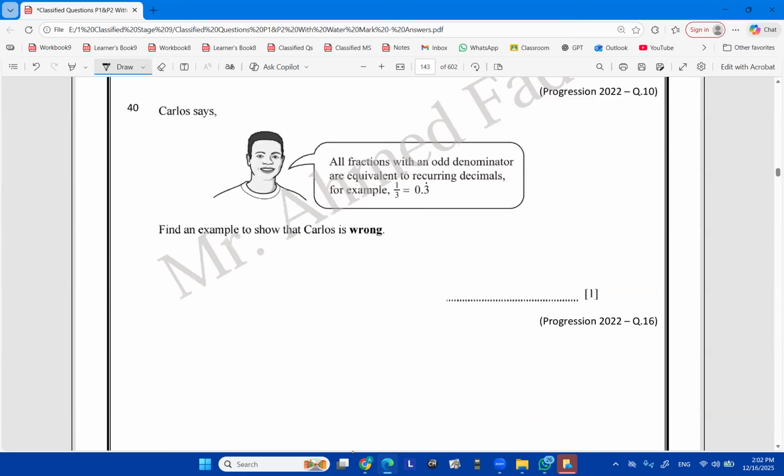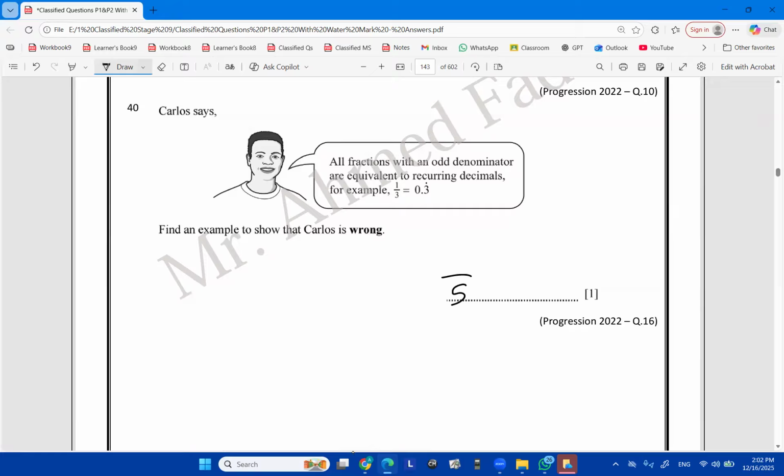Carlos says all fractions with an odd denominator are equivalent to recurring decimals. For example, 1 over 3 equals 0.3 with dot notation above the 3, which shows that it's recurring. Find an example to show that Carlos is wrong. Mister, I can simply say an odd denominator, like 5. That's an odd denominator, right? He requested an odd denominator.